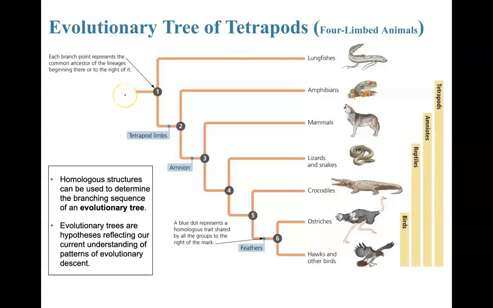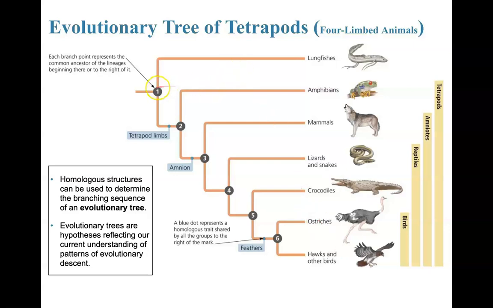So here, if I follow this tree, I see ancestor number one. If I keep following the tree, lungfishes are going to be descended from that ancestor. Well, also everything to the right, amphibians all the way to hawks and other birds, are also going to be descended from that common ancestor number one. So we can actually see how lungfishes are related to the amphibians. We can see how lungfishes are related to hawks and other birds by common ancestor number one.